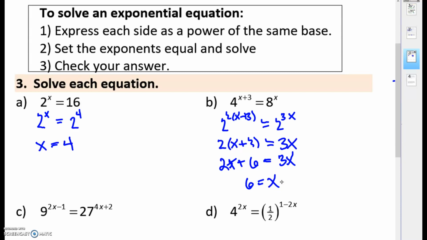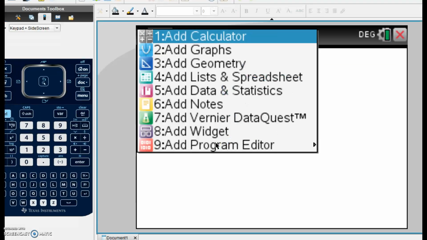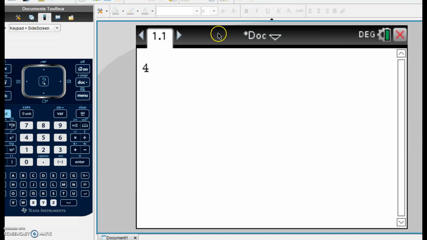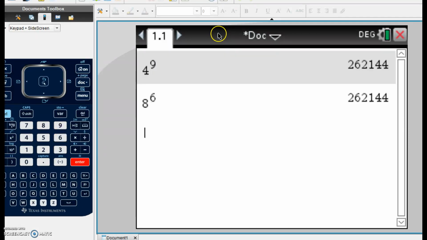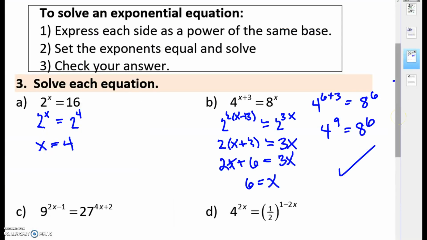And what I want to do is go back and plug in to make sure this works. So does 4 to the 6 plus 3 equal 8 to the 6th? Well, I'm going to check. Does 4 to the 9th equal 8 to the 6th? That's why we've got a calculator. I am going to do 4 to the 9th, and I'm going to do 8 to the 6th. And look, I get the same answer, so it works.